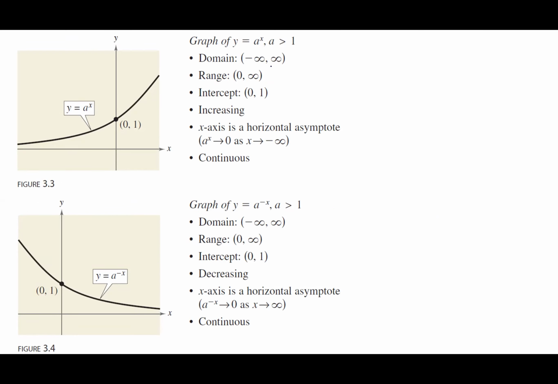So notice real quick, domain. We can graph anything we like, right? We can plug in any x value. Range is going to be anything higher than 0. The y-intercept is 0, 1. There's no x-intercept. This guy's always increasing. There's a horizontal asymptote, and this guy's continuous. This one goes the other way. Still domain is the same, range is the same, intercept's the same, except it's decreasing now all the time. And we still have a horizontal asymptote.